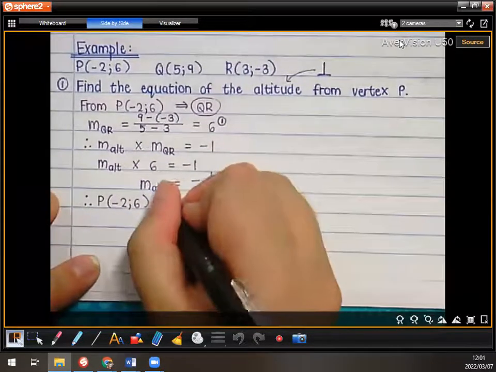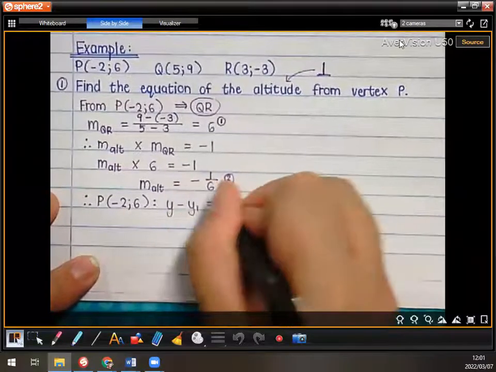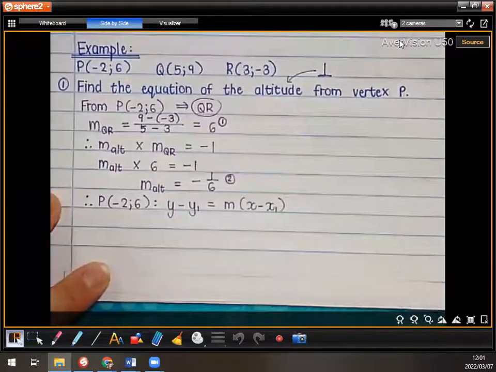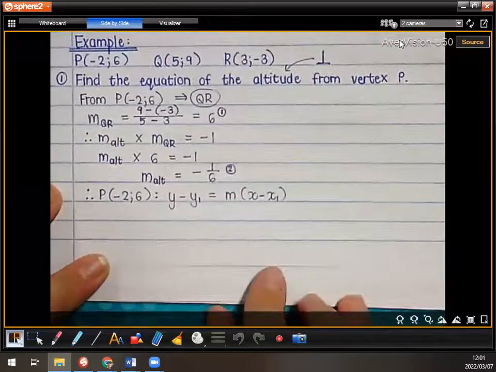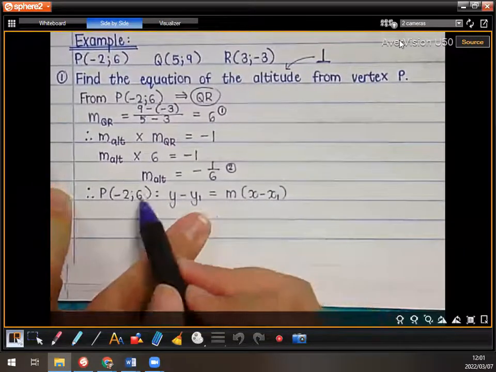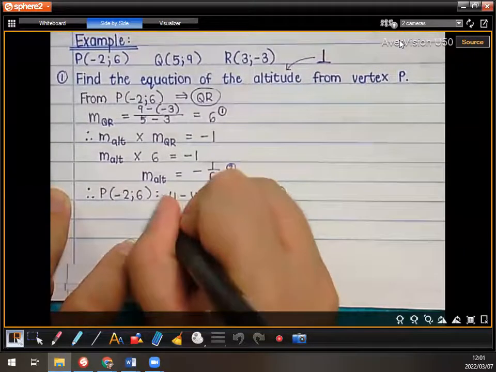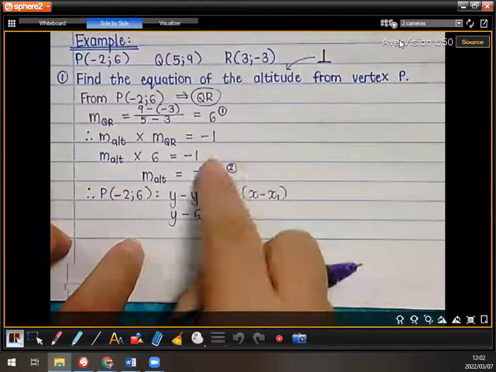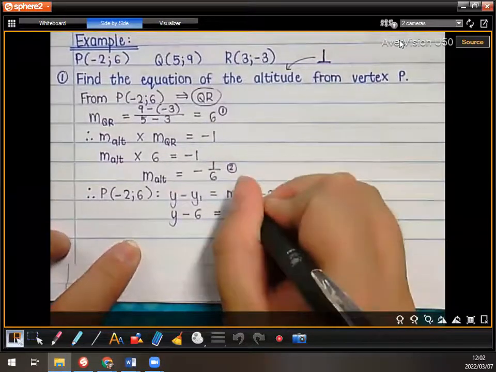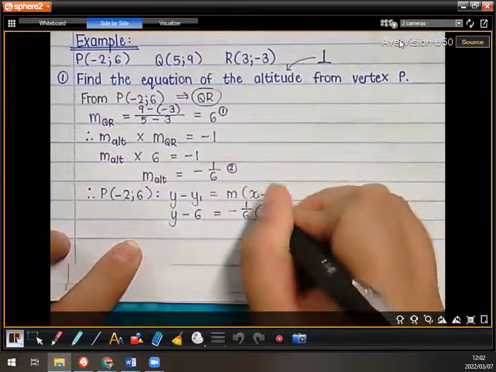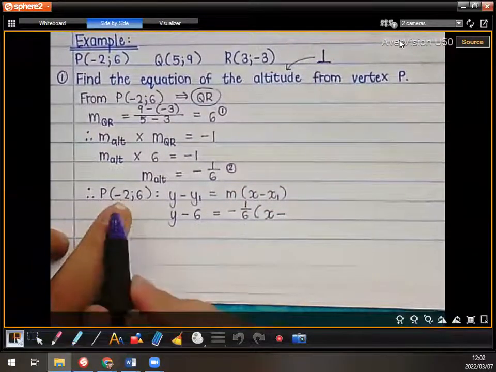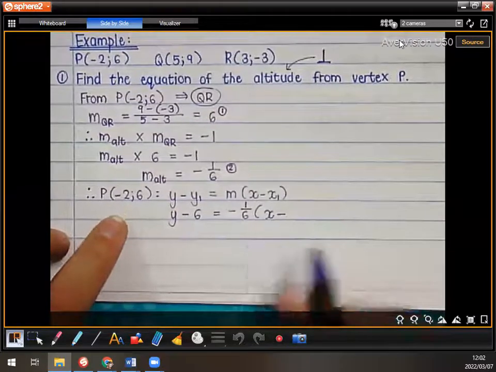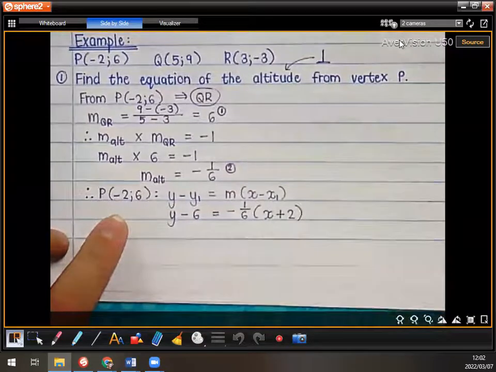I'll just rewrite that formula quickly before we sub in. Y minus Y1 is M times X minus X1. I'm subbing values now into this formula. Remember, Y1 is the Y value of the point. So Y minus 6 equals, M is the gradient you just calculated, negative 1 over 6, times X minus, now what is the X value here? Negative 2. So what is X minus negative 2? Plus 2. So you can write that straight away.